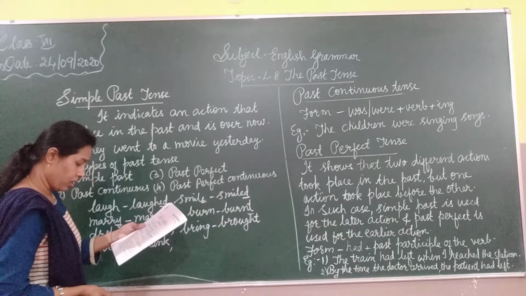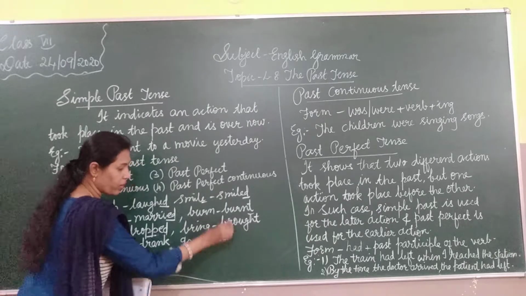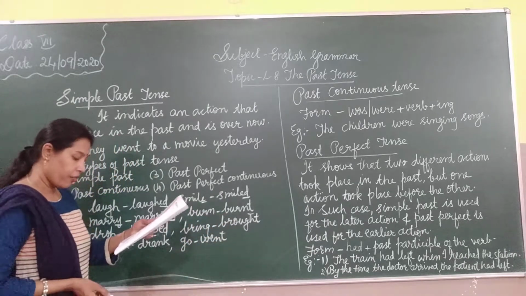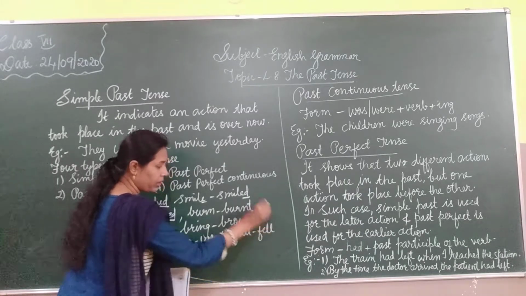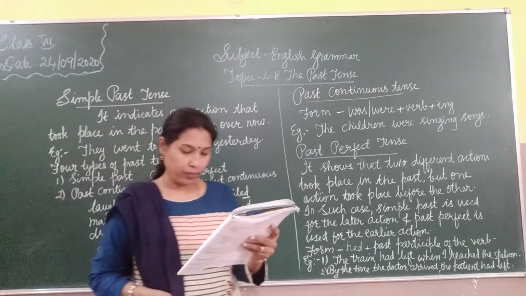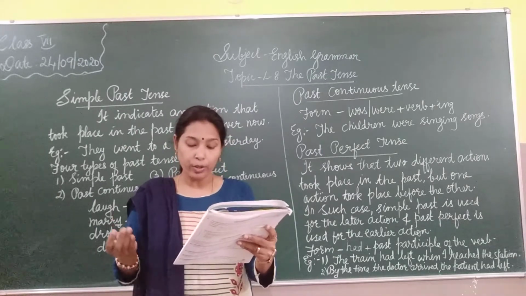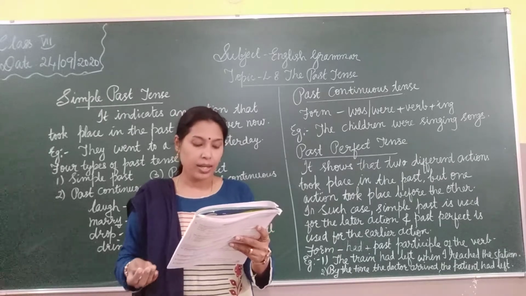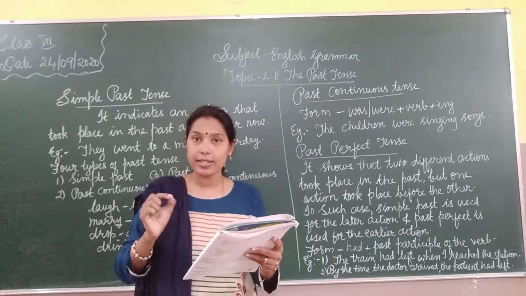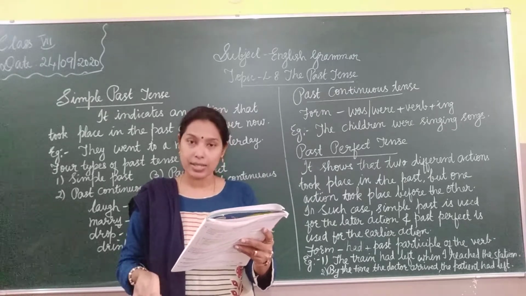Next, go. Past form of go is went. Different words, right? Fall, fell. Few changes in the letters. Some more examples are fly, flew; keep, kept; lose, lost; send, sent. S-E-N-D, send; S-E-N-T, sent. Sing, sang.